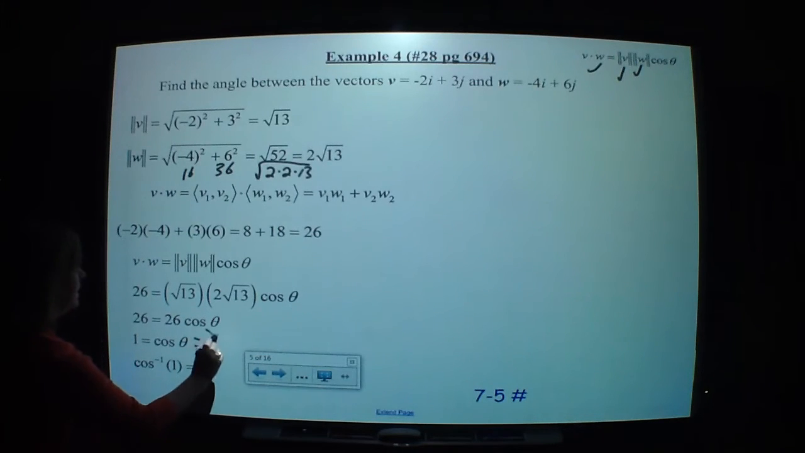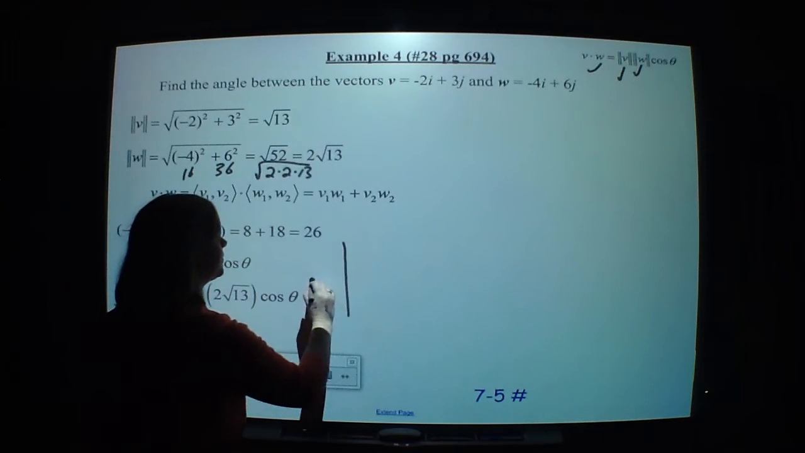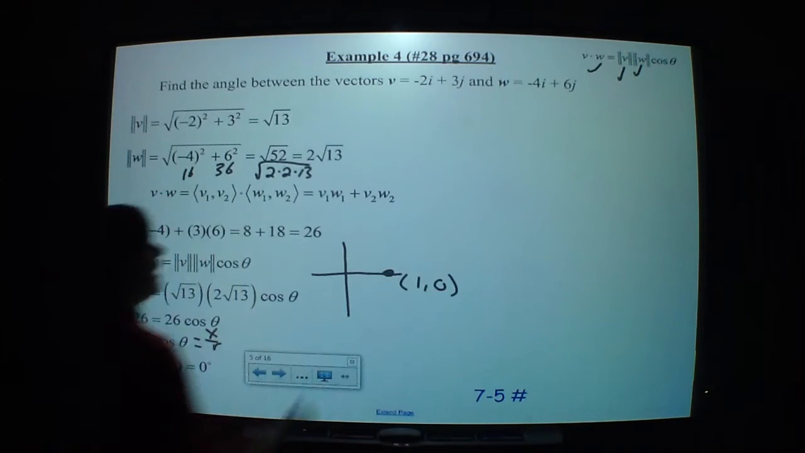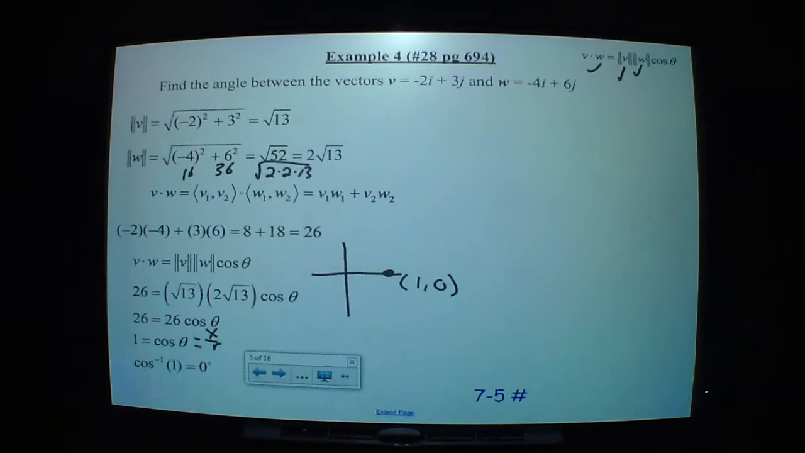Remember, cosine is x over r. And x is 1 at 0 degrees. And you can put it in your calculator too, the inverse cosine. I don't know if I'll let you use your calculators on this one, so make sure you know how to do it. I haven't decided on calculators yet for the test.